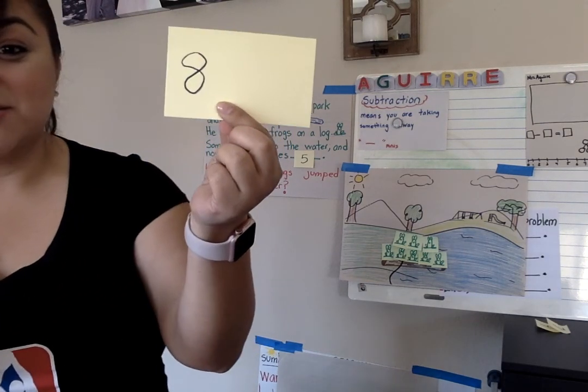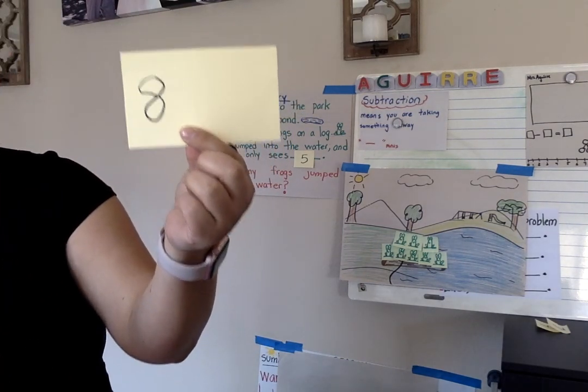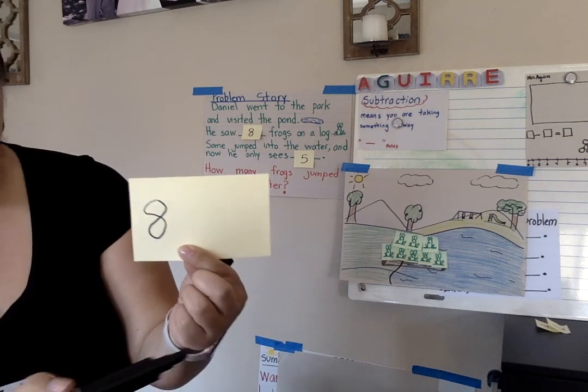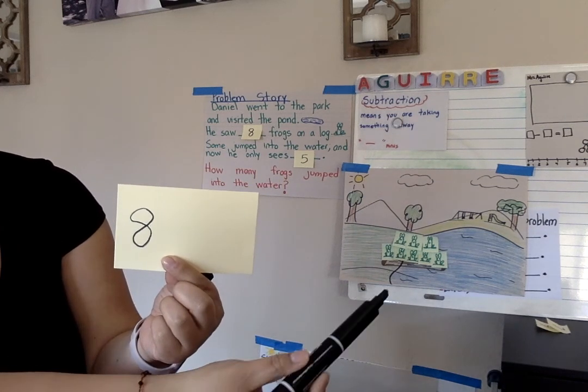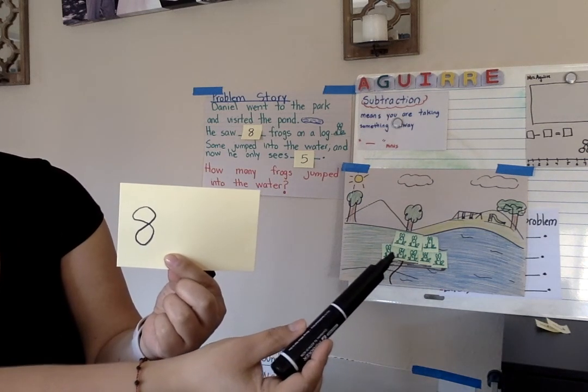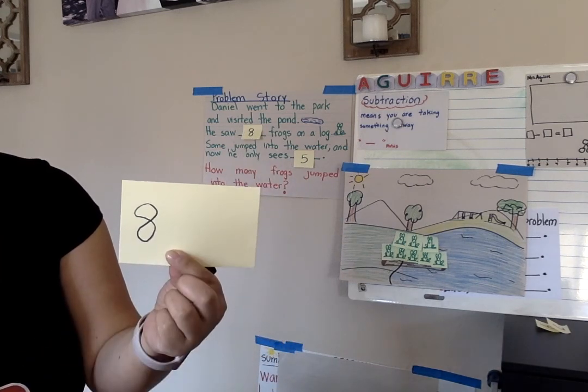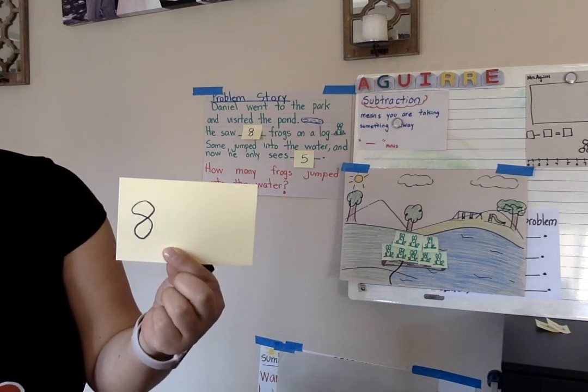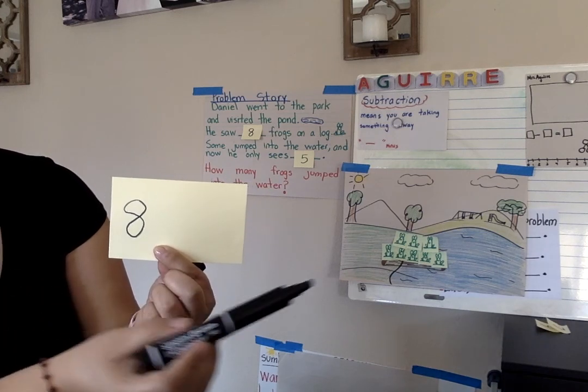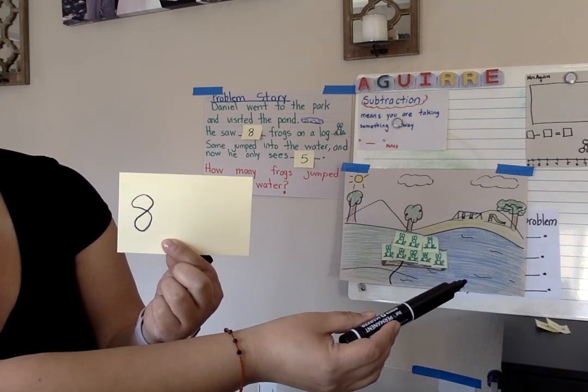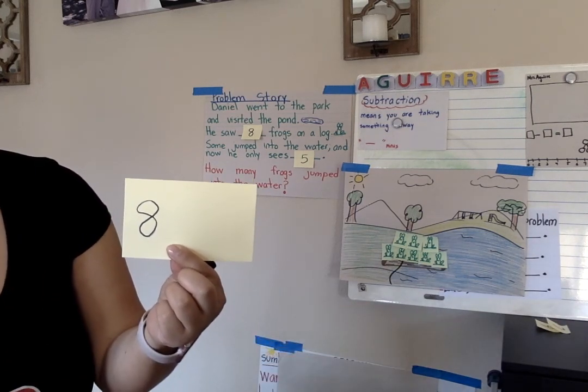There were 8 frogs in the water. Oh, I like that view, okay? So there's 8 of those frogs first. And I see the 8 in the problem story. Now, some jumped into the water, but we don't know how many.